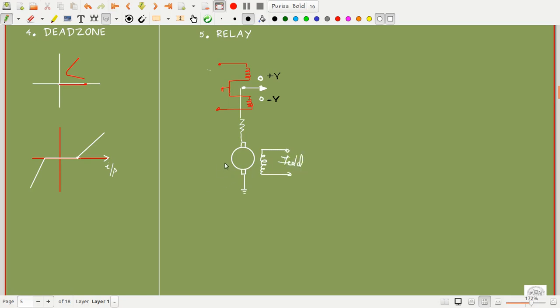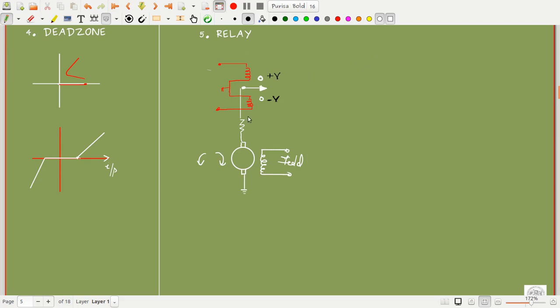I want to rotate the motor in the clockwise direction and also in the anti-clockwise direction. So if a plus voltage is given to the system, let the motor rotate in the clockwise direction. If it is minus V, the motor is rotating in the anti-clockwise direction. Okay. So now we will see the characteristics of an ideal relay.